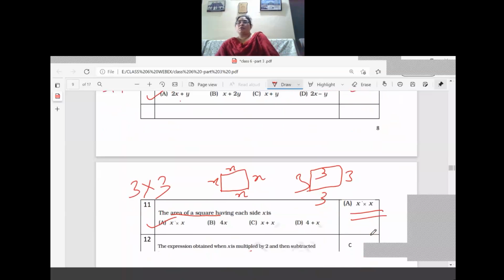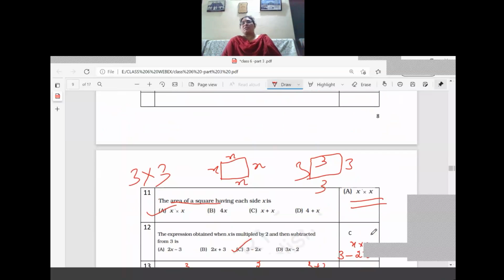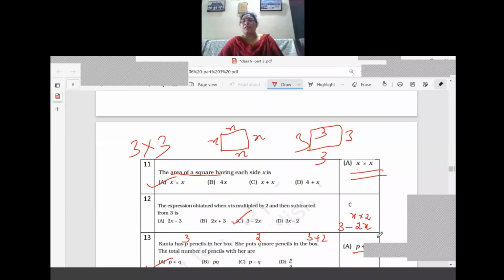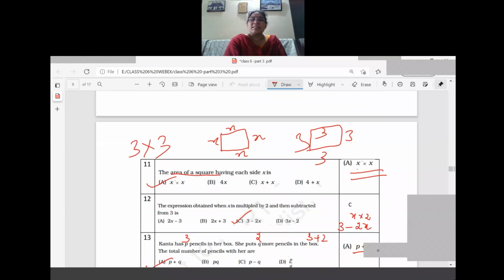Next, what is the area of the square? In the area of the square, one side is x. All the remaining sides are also x only, because it's a square. So how can we calculate area? Side into side. One side is x, so definitely the other side is x. So x into x, according to the option given here. Now, what is the expression when x is multiplied by 2, that is 2 into x, then subtracted from 3? From 3 means 3 should be written first: 3 minus 2x.